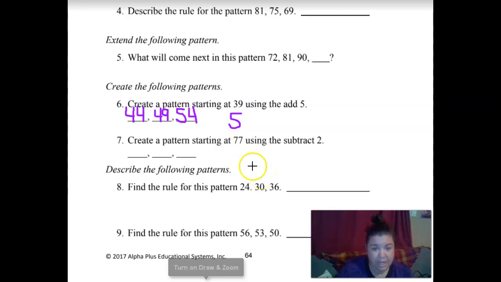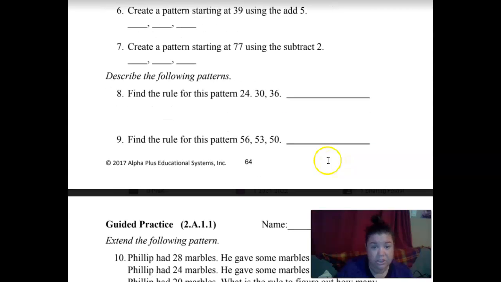A little bit. Okay, so the next one says we are going to create a pattern starting at 77 and using the subtract 2 rule. So you're going to start at 77. Okay, what comes next if we're going to subtract 2? Pause the video, put it on your whiteboard.